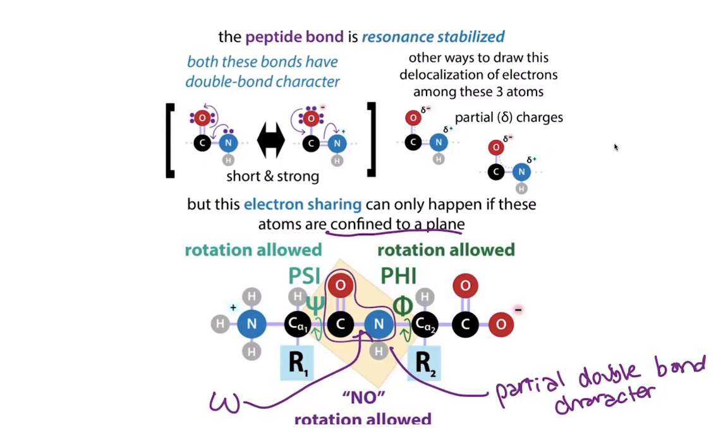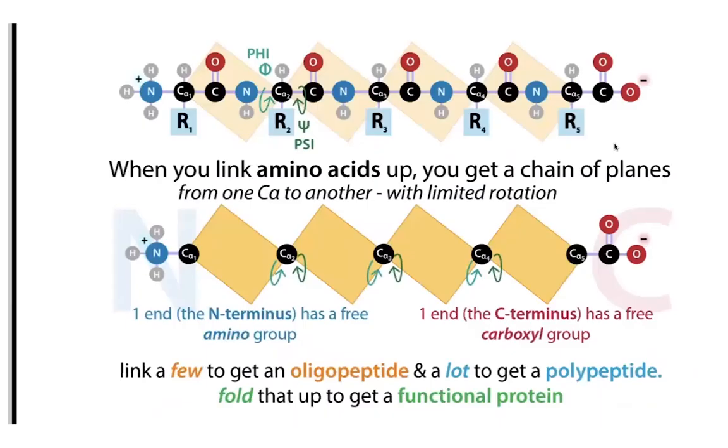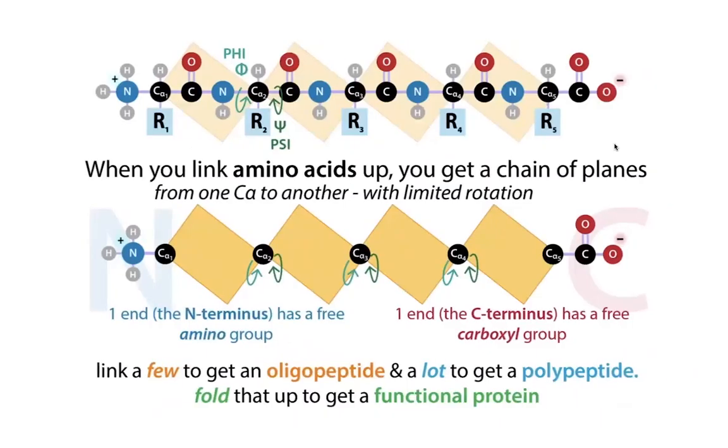Right here, we're just looking at a dipeptide, a single peptide bond. But when these link up, you're going to get a chain of planes where you can only get rotations at those specific points. And these phi and psi angles are what we call dihedral angles. That sounds like a scary term, but it just means angle between two planes.